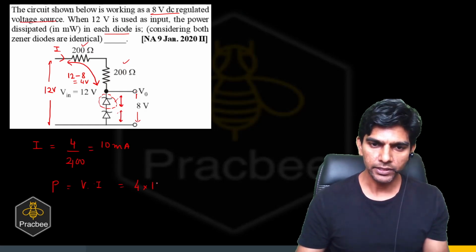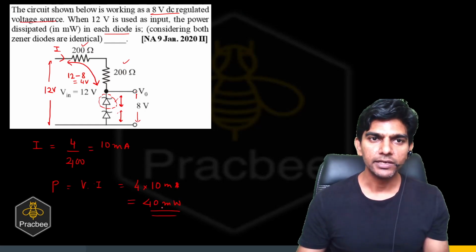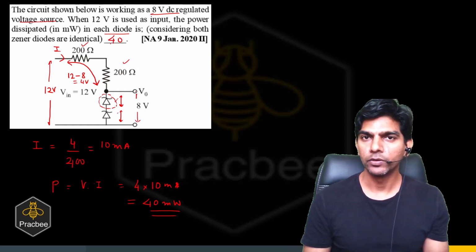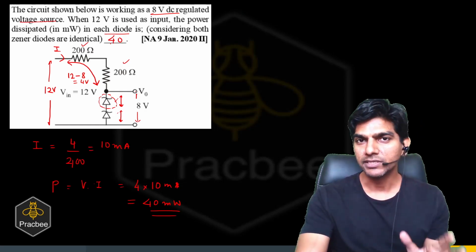So 4 times the current, that will be 10 milliampere. So it comes out to be 40 milliwatt. So we can say the answer will be 40. Got it? Now this is about Zener diode.